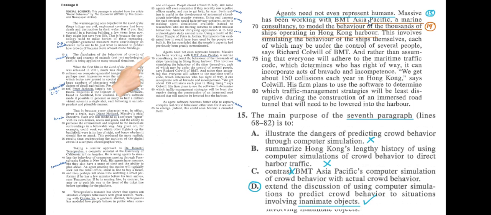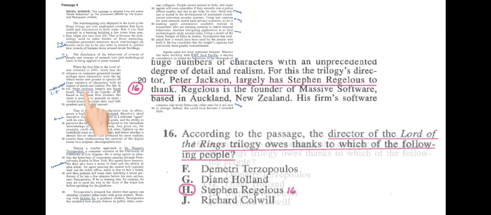According to the passage, the director of the Lord of the Rings trilogy owes thanks to which of the following? So according to the passage means it's there. You just have to find it. It might be worded slightly differently, but we see that here. So Peter Jackson largely has Stephen Regulus to thank. So H, Stephen Regulus. I guess that's how you say his name.